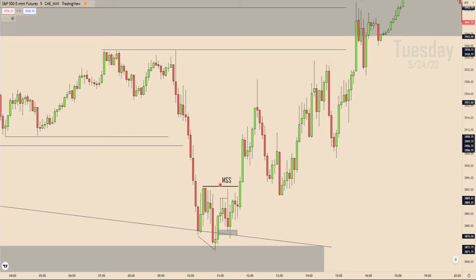We have a market structure shift here, right? Energetically breaks through this structure, reaches up, creates a fair value gap. So we draw out your fair value gap, and that's your entry. Even if you miss this one, right? We're aiming for these relative equal highs. So we get another market structure shift here and here, and a fair value gap here.